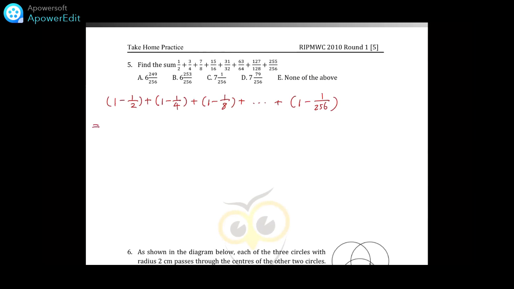Right, let's group them together. So first we take out the whole number. We can see there is a total of 8 groups here. So this is 1 times 8, minus the sum of these fractions. We group the fractions together. So 1 over 2 plus 1 over 4 plus 1 over 8, all the way to 1 over 256.